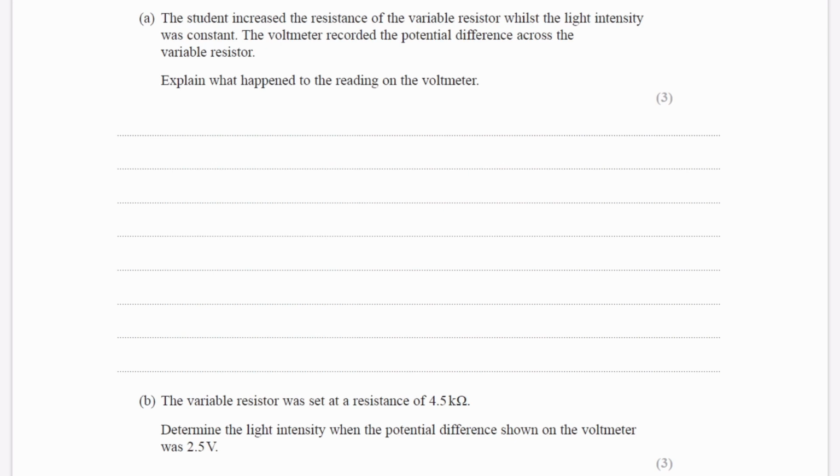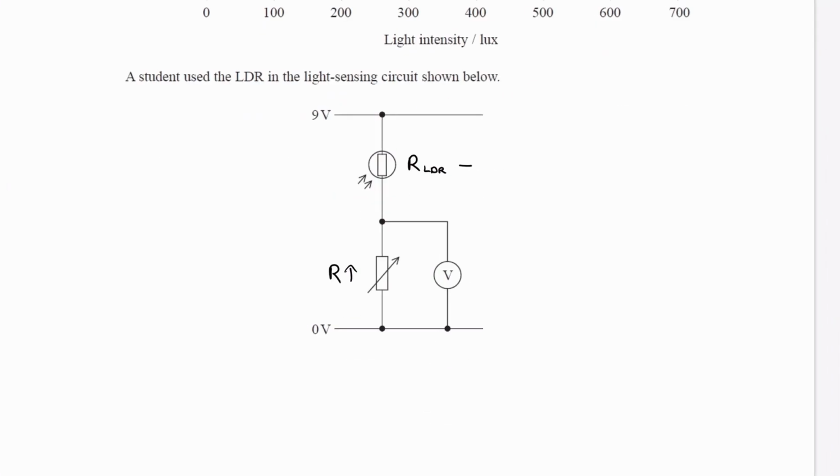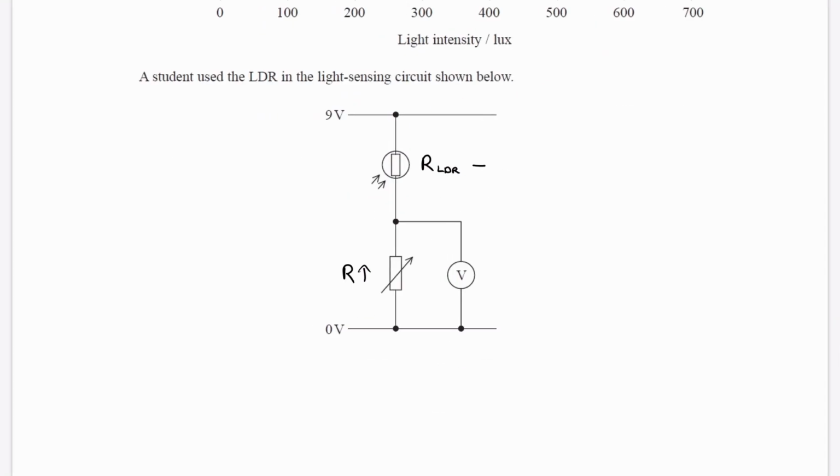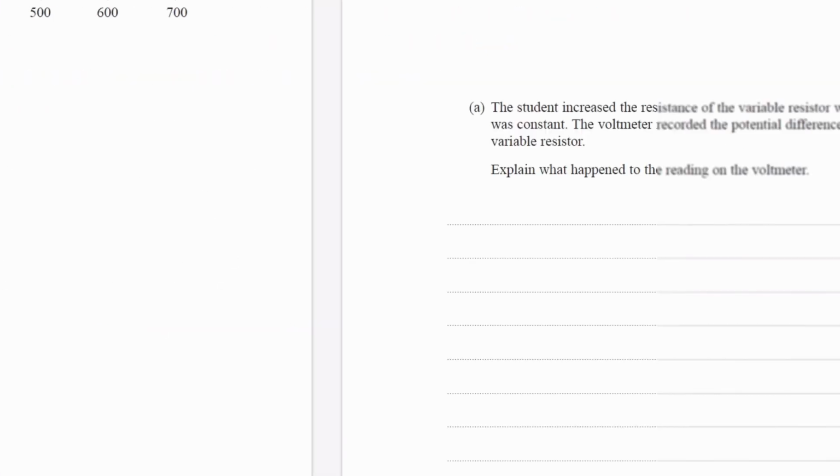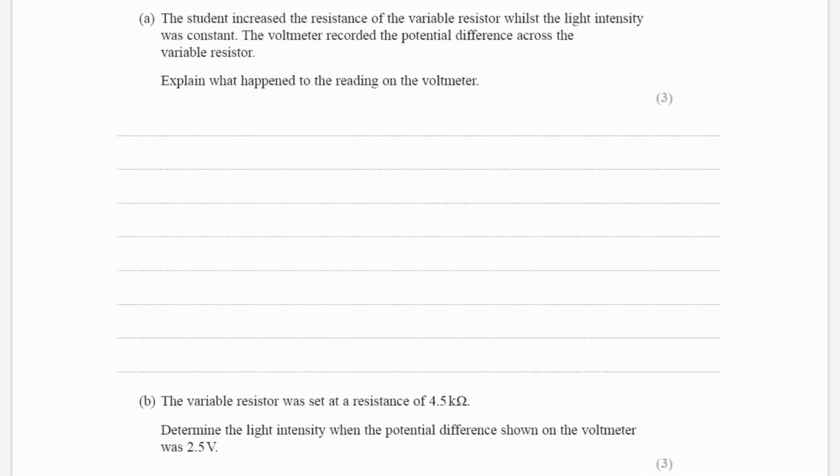reading on the voltmeter. Okay, so we have 2 components in series, the variable resistor and the LDR, and they split the 9 volts. The 9 volts is a fixed amount of voltage, and it is split in the same ratio as resistance, which is the case for resistors in series. So if the resistance of the variable resistor goes up, it gets a greater share of that 9 volts, and the LDR will get less voltage as its resistance is not changing. Okay, so let's write that down.